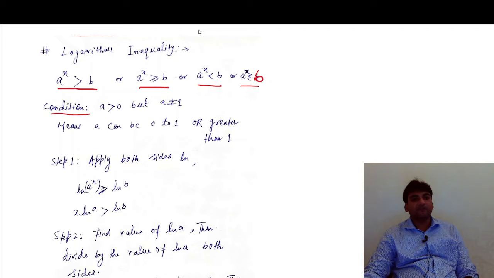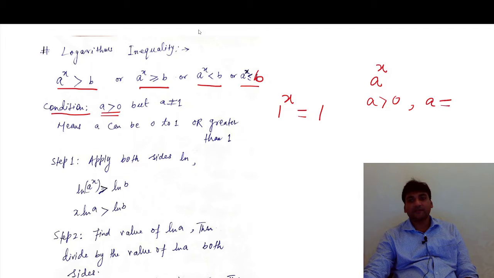For exponential, a must be positive, so a greater than 0. Greater than 0 means a can be 1, 1 will come under this, but for exponential a cannot be 1. Why? Because suppose 1 to the power x, this is not exponential. 1 to the power x is always 1. That's why when we write the exponential function a to the power x, we give the condition a greater than 0, but a cannot be 1.